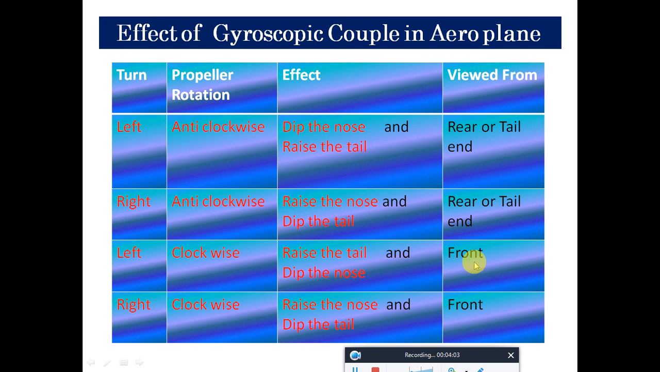And the viewing here is from the front. Suppose the view is from the rear or tail, then these 2 cases will change. So there is a thing you have to remember. At least remember these 4 columns.